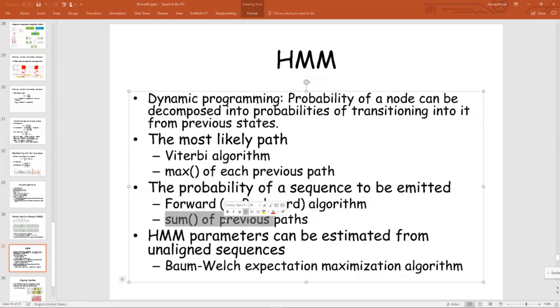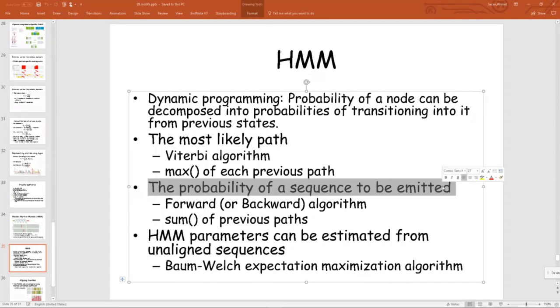If you are trying to find the most likely path, you use the maximum, right? Because you're asking the question, was this path better than the other path? You have to make a selection. When you are calculating the total probability of the sequence being emitted, you don't really care whether the sequence was generated using one path or the other.